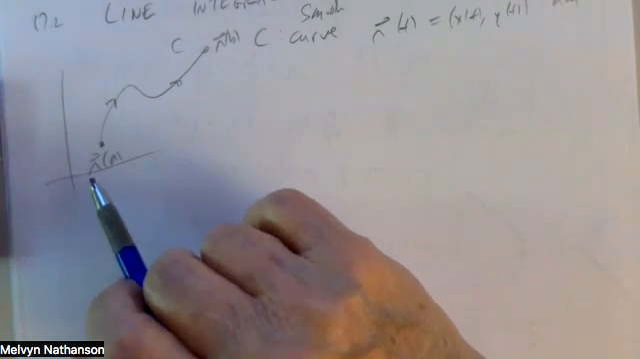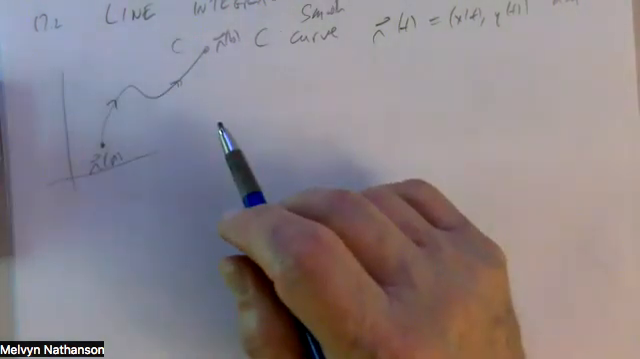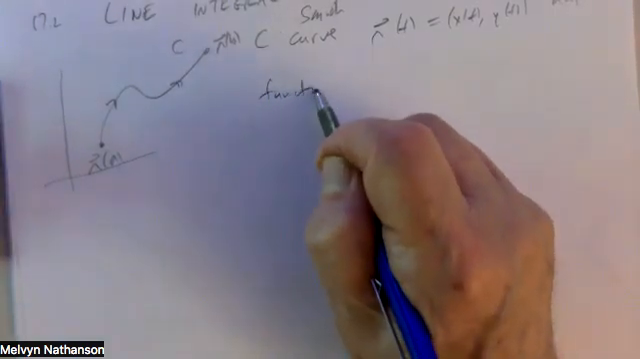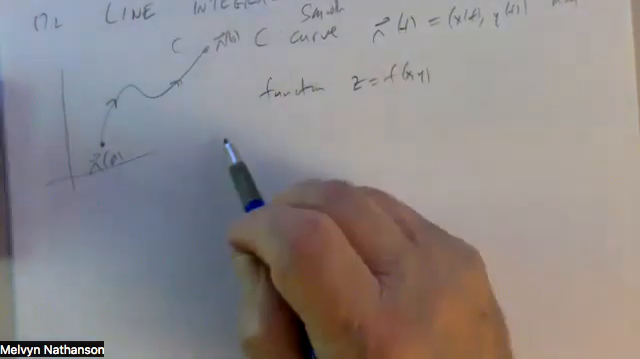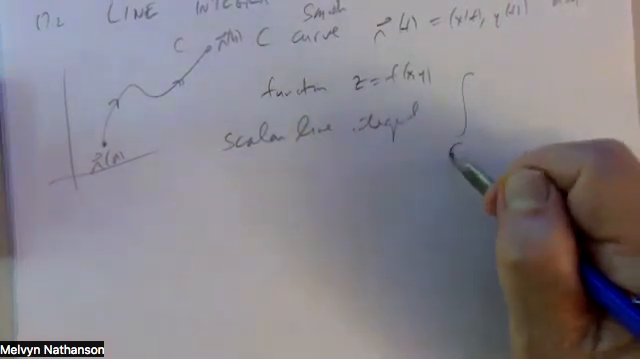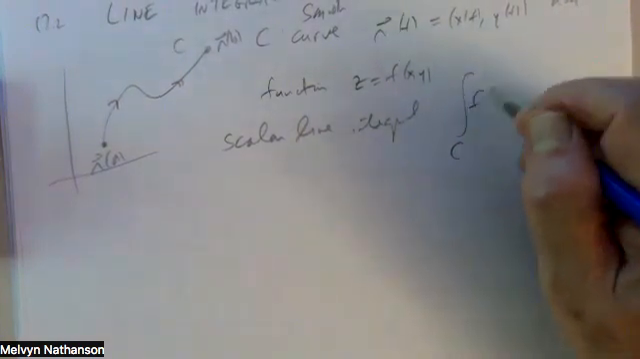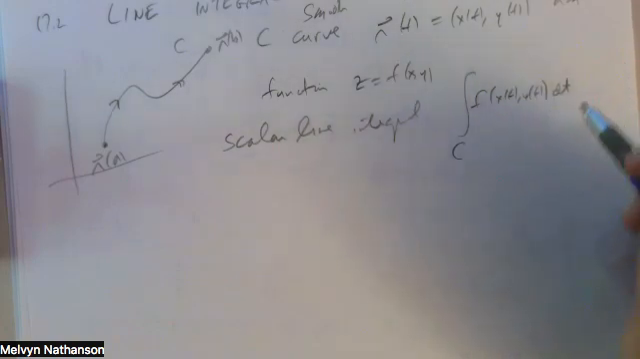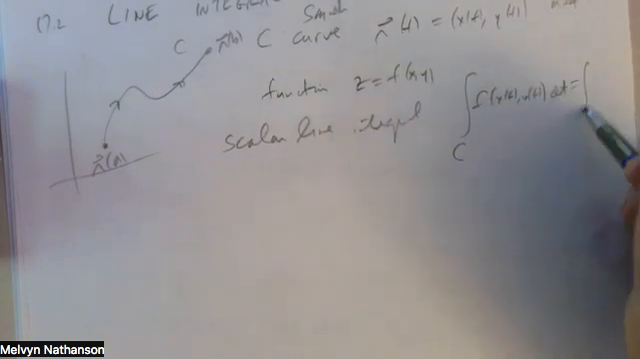And then we also have a function. It's a scalar valued function, not a vector valued function: z equals f of x, y. We want to define something which will be a scalar line integral, which will be the integral along the curve C of the function f of x of t, y of t, ds. Or we sometimes simply write this as the integral of f ds along C. So we have a function, and we want to integrate the function along a curve in the plane. So this is something new.